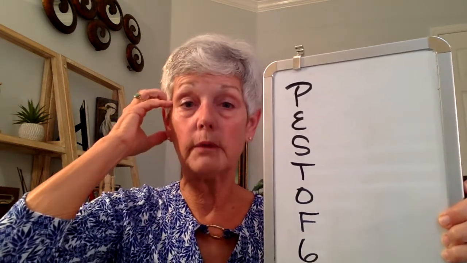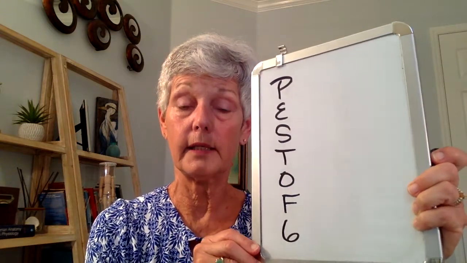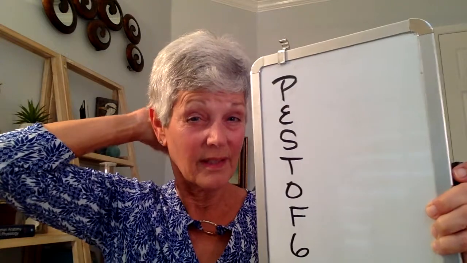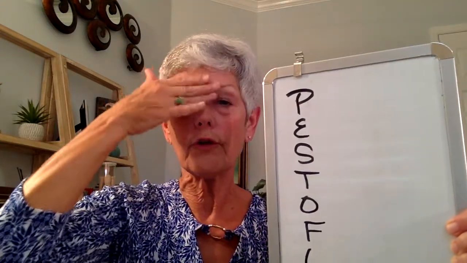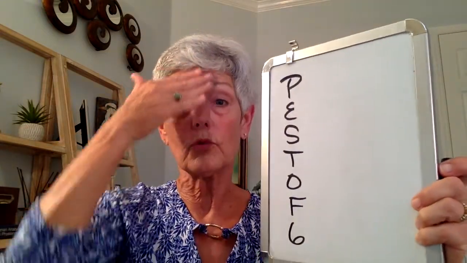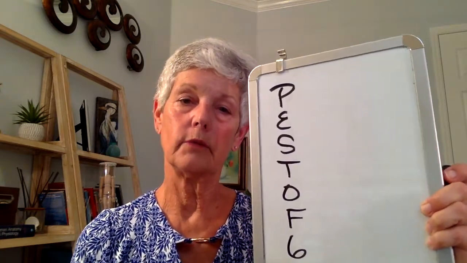T is for your temporal bone, at your temples, around your ears, where your middle ear cavity and inner ear cavity are. O is for your occipital bone, the hard back part of your head. And F is for your frontal bone, or forehead, which is also the frontal region of your body. So PEST OF 6 tells you the 6 cranial bones, and that's a good little mnemonic to know. I'm not testing you on that, but I thought you might want to know.